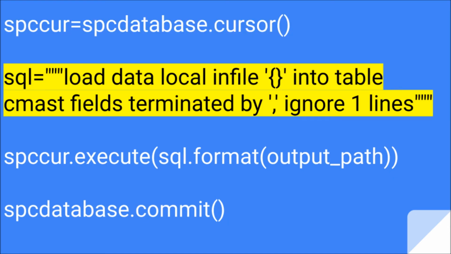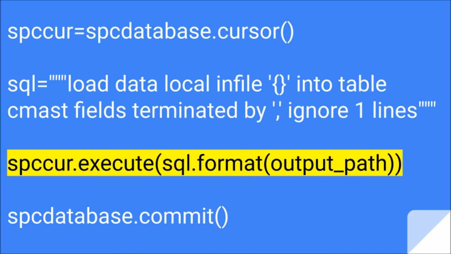Next is the SQL query to upload all the records from the CSV file into the table CMust. The command is as follows: load data local infile, then where the file is, into table, which table, fields terminated by, we give the comma because it is the CSV file, ignore one lines. If you remember, the first line in the CSV file was the heading, so we have to ignore that line. The cursor object calls the function execute and the SQL command is executed.